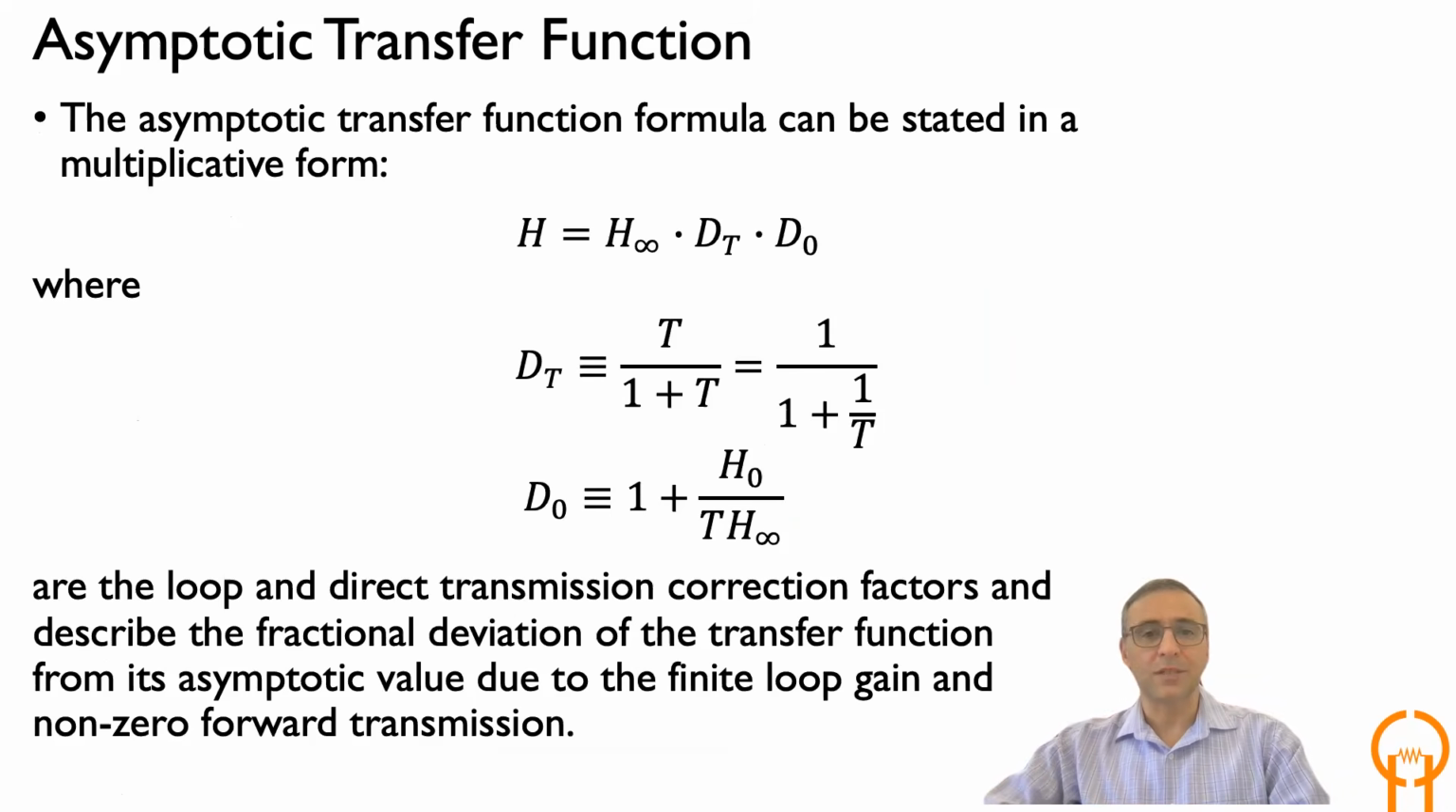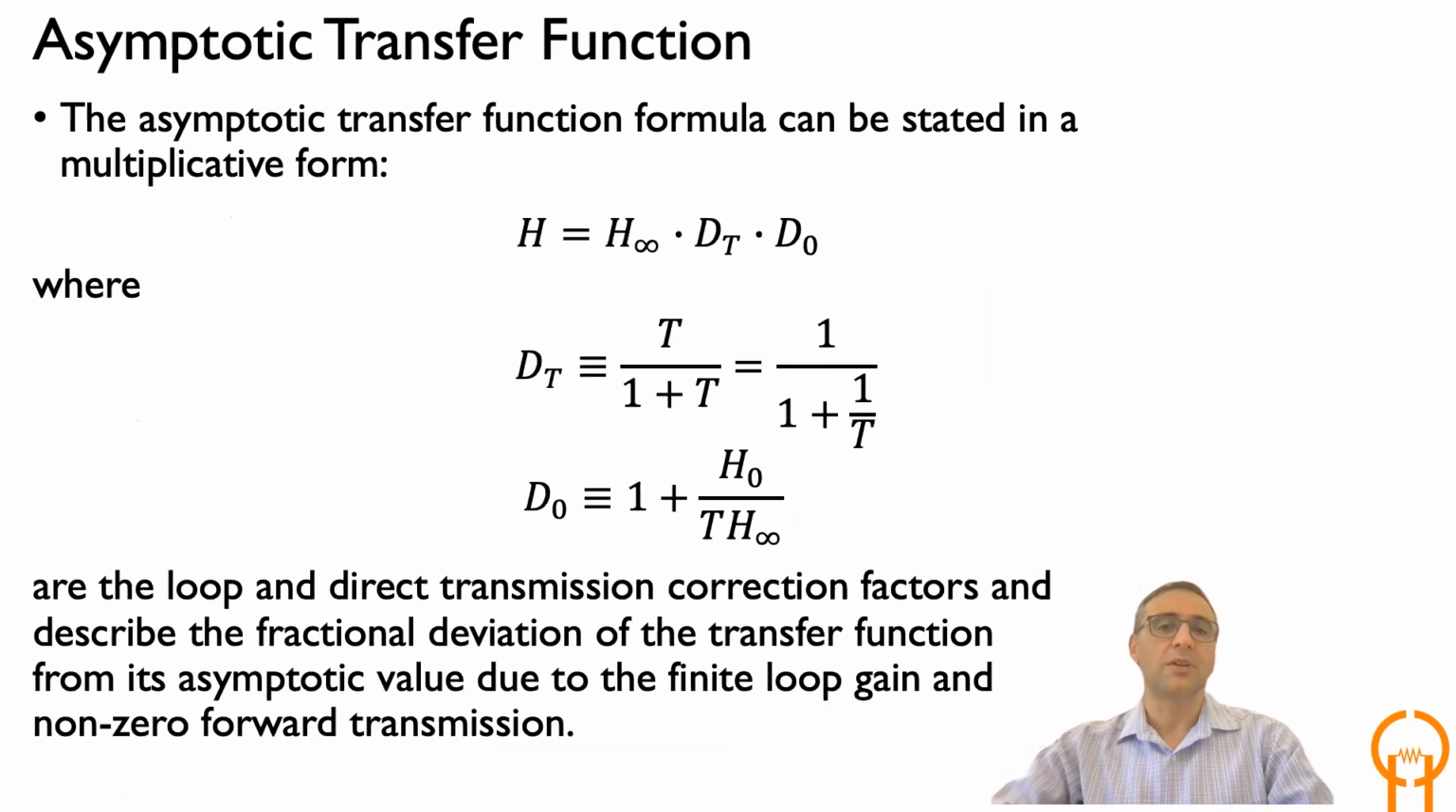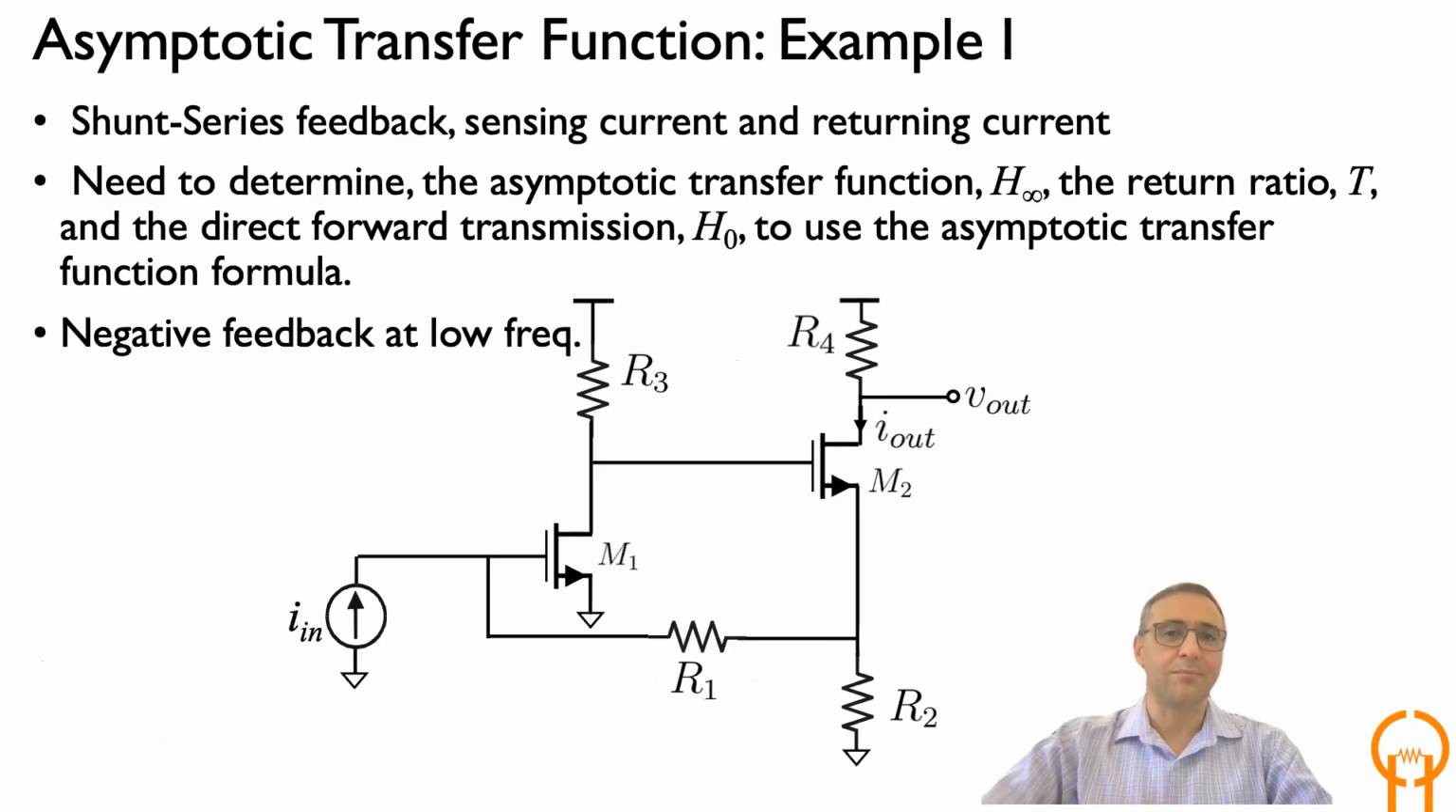So this formula can be written also in the multiplicative form. In the previous slide, we had it in the additive form, there are two terms, but you can have it in the multiplicative form, where the asymptotic transfer function is multiplied by two correction factors. One is D_T, which is the correction for the finite return ratio, T over 1 plus T. And the second one is a correction for the parasitic signals feeding from the input to the output in paths other than the main forward path. That's captured by D0, which is given by 1 plus H0 over T times H infinity. You can derive the second one from the first one by just factoring these terms. It's not that complicated. So now let's see a few examples to see how this works.